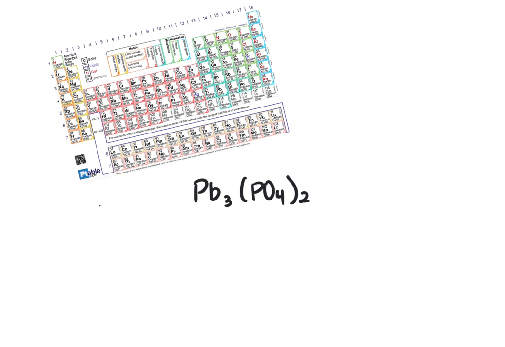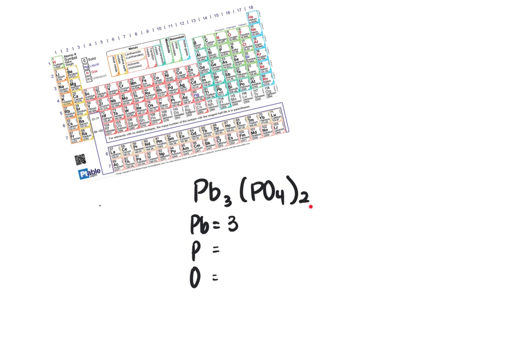So what we're going to do is again write down our elements. I know I have Pb, I have phosphorus, and I have oxygen. For Pb right here, there's a number next to it, which is 3. So that automatically makes Pb a 3. Now for phosphorus and oxygen, it's a little bit tricky.